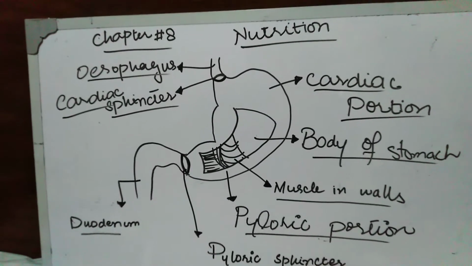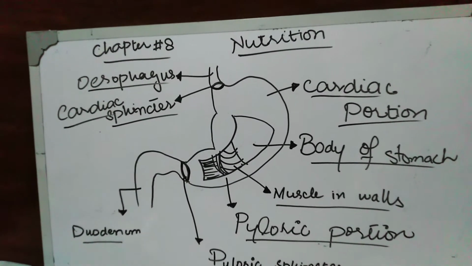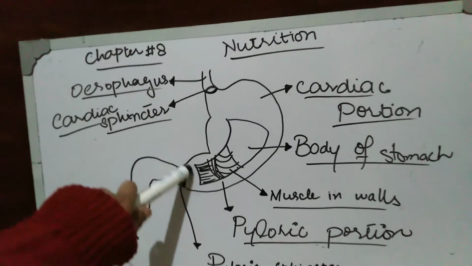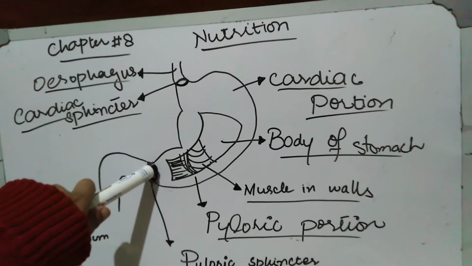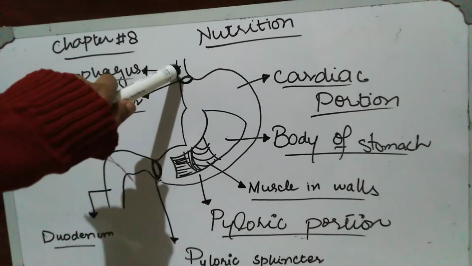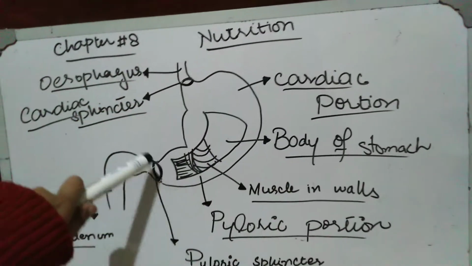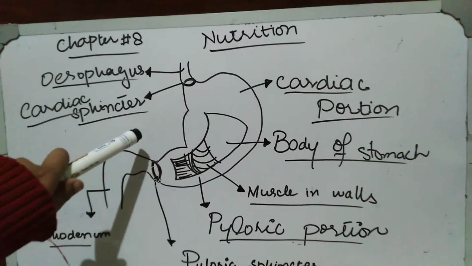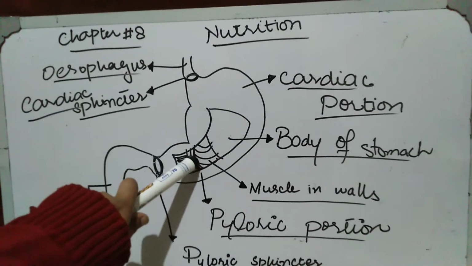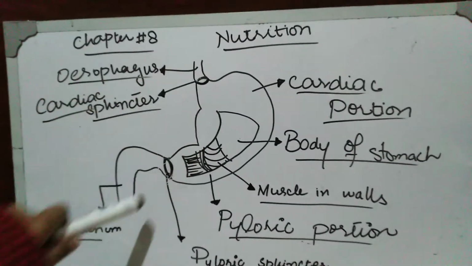And there are two sphincters. Sphincters means openings, openings which are guarded by a valve. These act as a valve which can open and close according to the need. One facilitates the entry of food from esophagus to the stomach, and the other facilitates the entry of soup-like mixture from stomach to the duodenum. This is the function, and it also prevents the backflow.